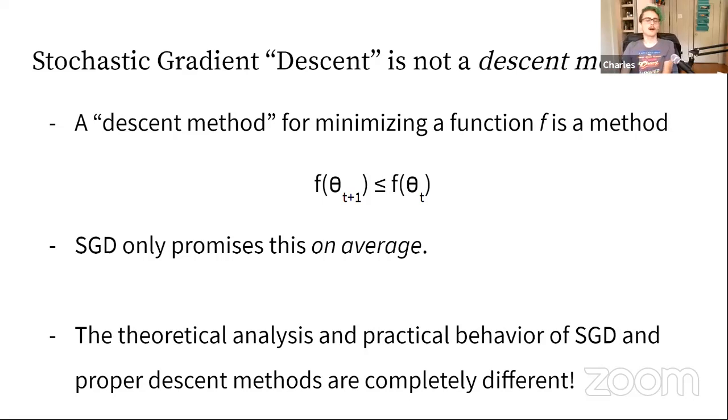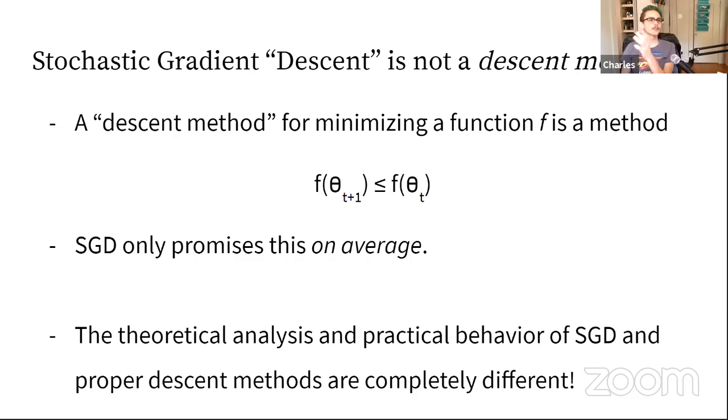And SGD only promises this on average. SGD can in fact go up. It doesn't in fact descend. It goes up sometimes. Anybody who's looked at a neural network training curve has seen this phenomenon occur. And gradient descent, where you don't have the stochastic part, almost does this, but it only does it if you have a small enough step size, or if you're shrinking the step size. So even gradient descent is actually not a descent method.